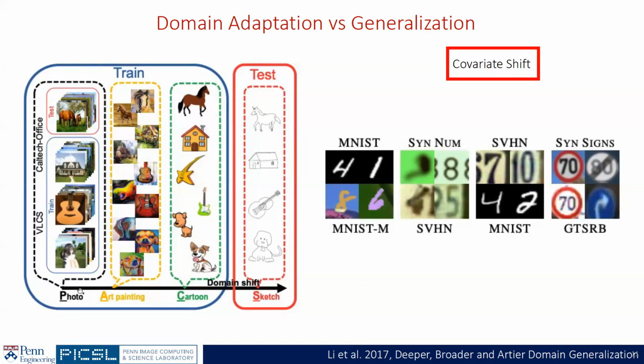So you can have natural photo looking objects, then you can have images coming from an art painting. You can have images which look like cartoons. And then you can have images which look like sketches, right? And the task here is to predict horse in any of these domains, right? So what generally happens is that if you train a model on one particular set of domains, and then you test it directly on some other domain which your network has not seen at training time, it will fail to generalize, right?